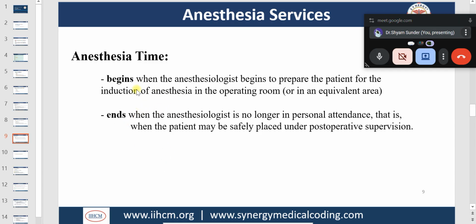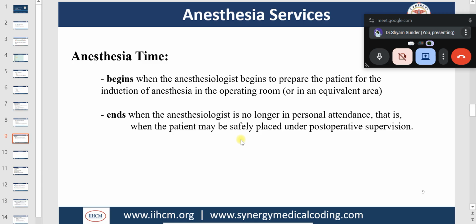Then anesthesia time. When anesthesia time begins and ends, that's very important. This is the definition of the book. It's a CPC typical question. Anesthesia time begins when the anesthesiologist begins to prepare the patient for the induction of anesthesia in the operating room. So the moment the anesthesiologist starts preparing, then it ends when the anesthesiologist is no longer in personal attendance. That is when the patient may be safely placed under post-operative supervision.